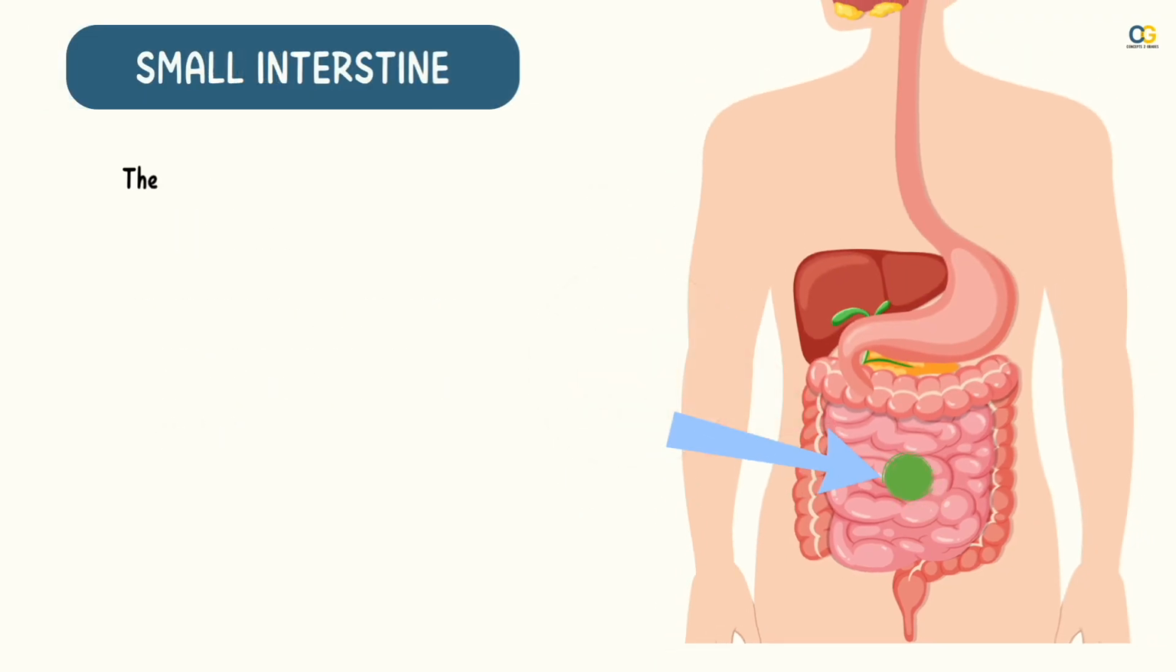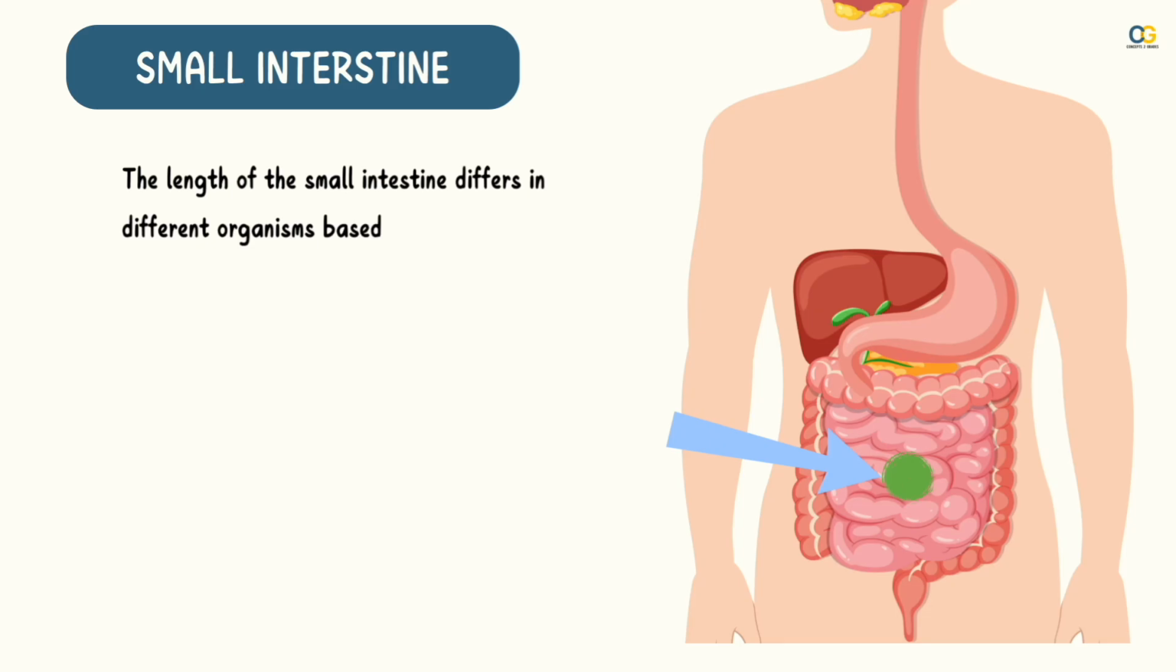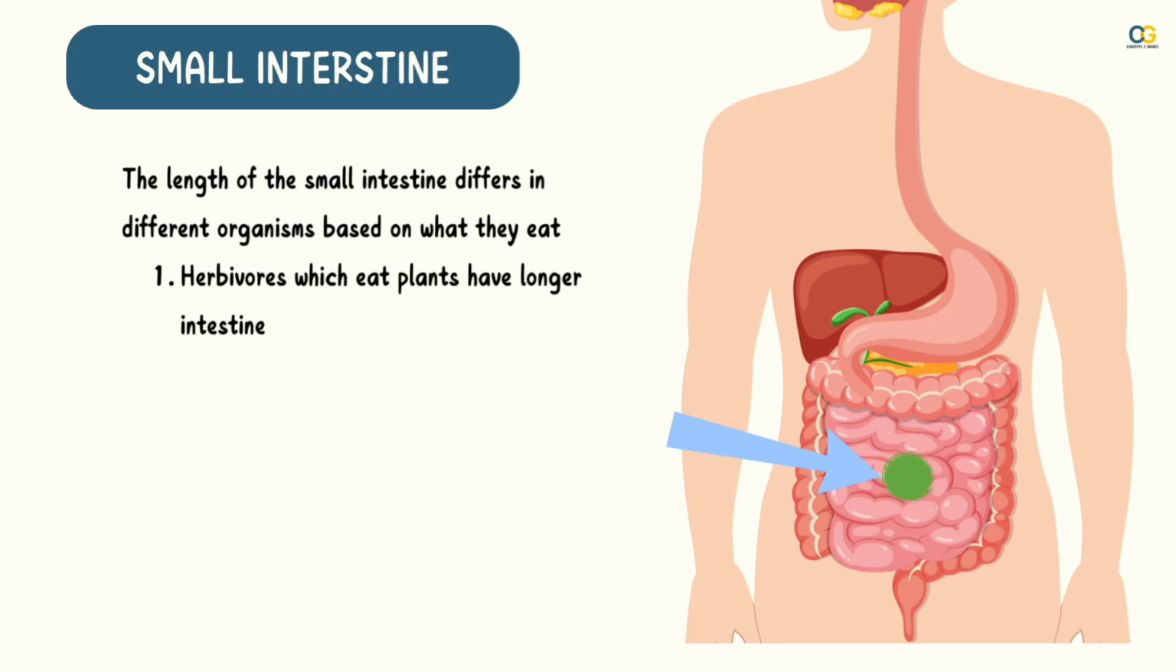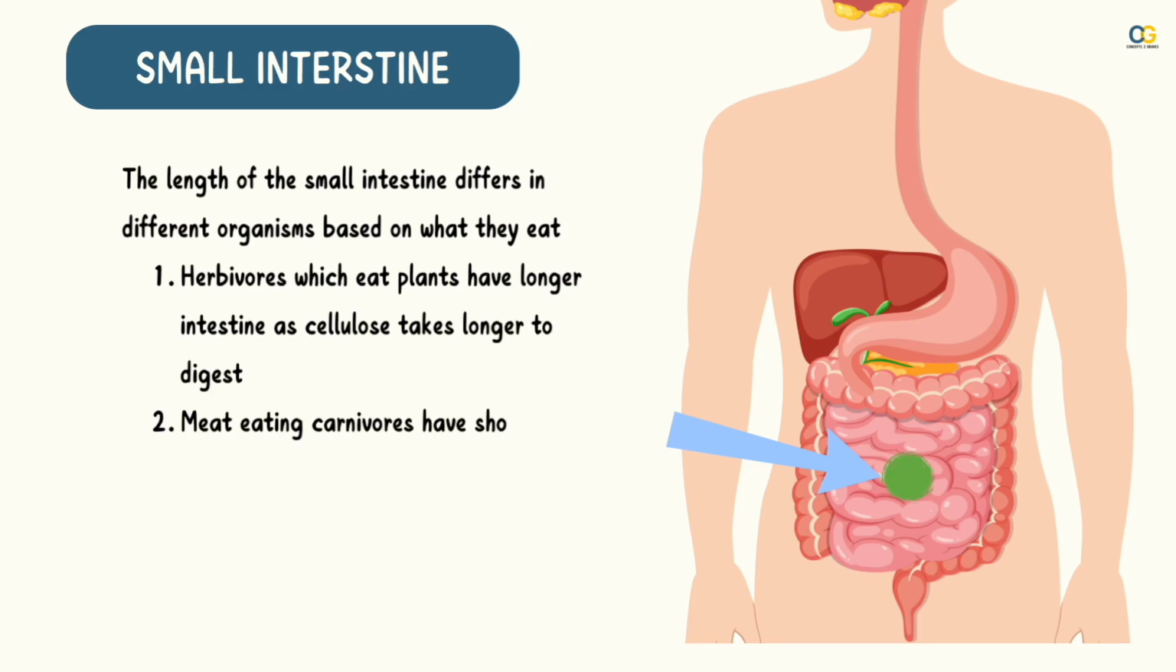The length of the small intestine differs in different organisms based on what they eat. Herbivores which eat plants have longer intestines as cellulose takes longer to digest, and meat eating carnivores have shorter gut as it is easier to digest.